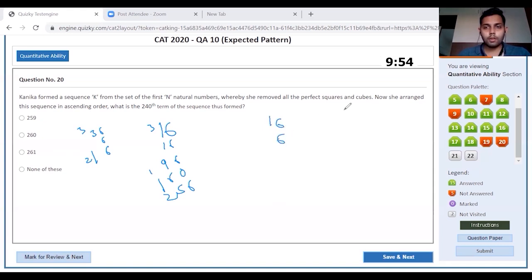Anything common? 1 and 2 cube is 8. No, 3 cube is 27. 4 cube is 64, so that is also a square. So minus 2. 6, 6, 12 minus 2 is 10 and 20. So 259 minus 20 will be the 239th term. 260 minus 20 will be the 240th term, which is what we want.